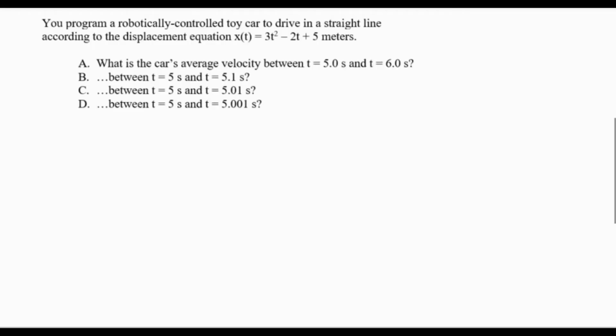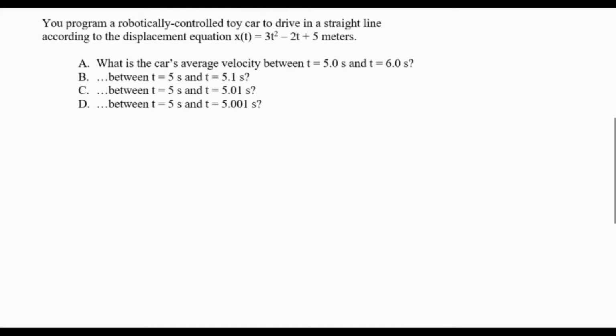Okay, this problem is here to prove a point. We have ourselves a little car that can drive according to a particular displacement equation as shown. Now, if we evaluate the velocity of that car, we can do so under shorter and shorter time intervals and get closer and closer to what we call the instantaneous velocity rather than the average velocity.